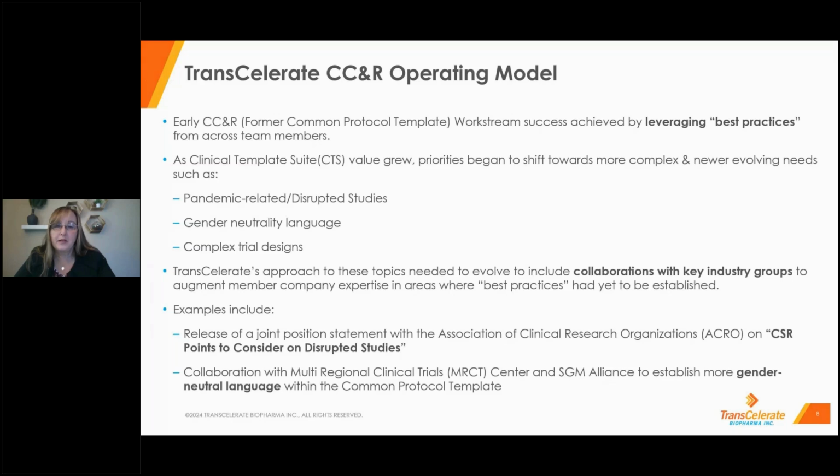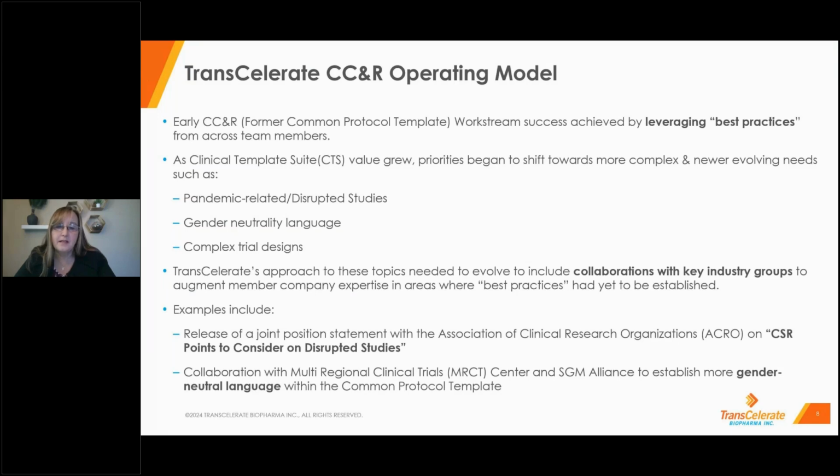We have the clinical template suite: protocol, SAP, and CSR. We've incorporated a number of learnings over the years, including pandemic-related disrupted study guidance, gender-neutral language, and complex trial designs. Our approach for developing these solutions does include collaborating outside of the TransCelerate membership, which is, of course, only sponsors, so it's important to collaborate outside.